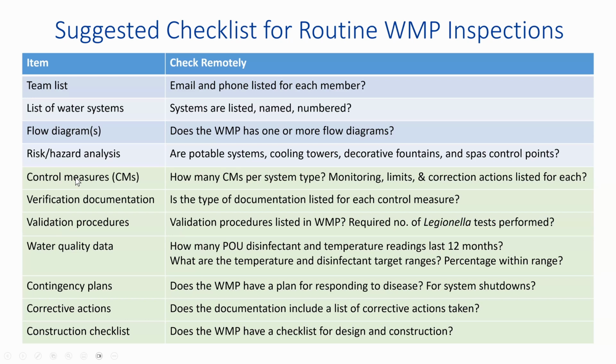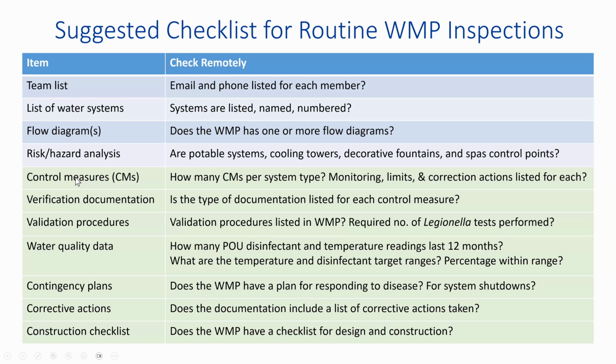And then, does each control measure have monitoring limits and corrective actions as required by ASHRAE 188, which is very important from the process standpoint? Do they at least list the type of documentation for each control measure? So let's say the control measure is to clean cooling towers twice a year. The documentation for that might be a vendor's report, assuming they're going to have an outside company come in and do that. If the control measure is to clean cooling towers monthly, let's say, then the facility might have in-house personnel do that. So the documentation might be their CMMS application, their work order software, or it could be a log of some kind.